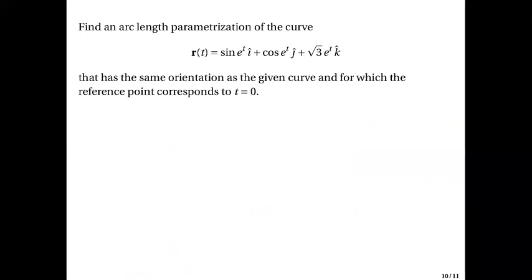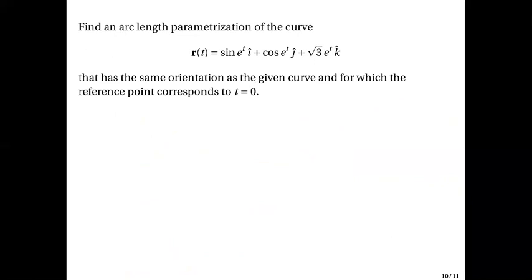For this problem, find an arc length parametrization of the curve. So we have here r of t that has the same orientation as the given curve and for which the reference point corresponds to t equals 0. So arc length parametrization. So first, let us determine the arc length.